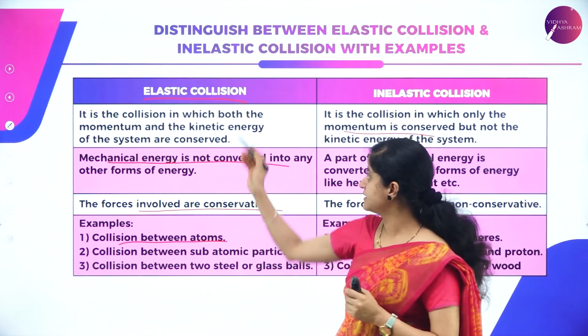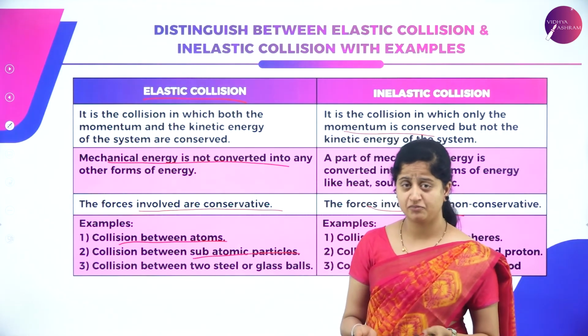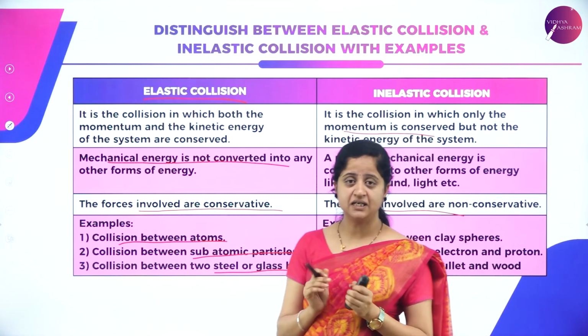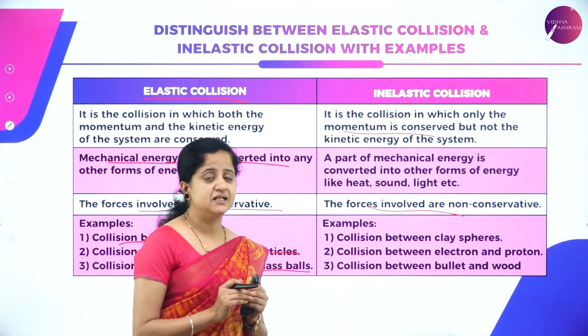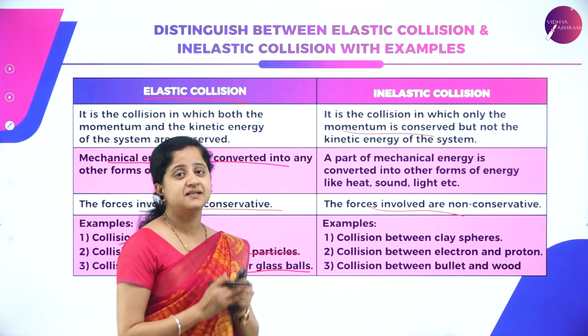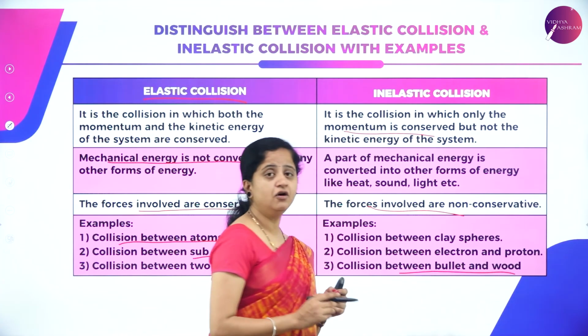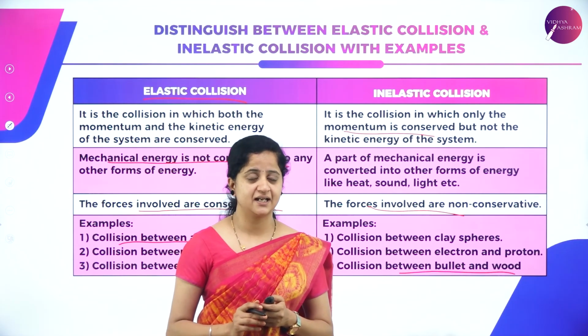Examples of elastic collision are collision between atoms, collision between any subatomic particles, and collision between glass or steel balls. We can say that the collisions between these materials are elastic. The best example to understand inelastic collision is collision between a bullet and a piece of wood. So these are the basic differences between elastic and inelastic collision.